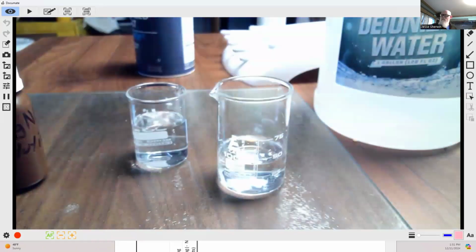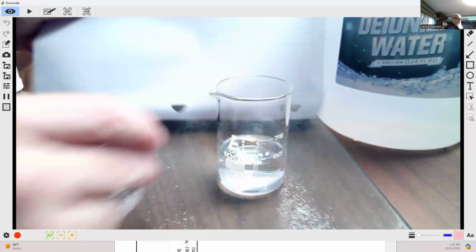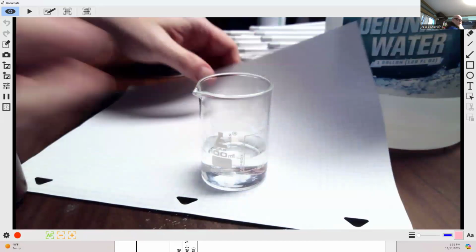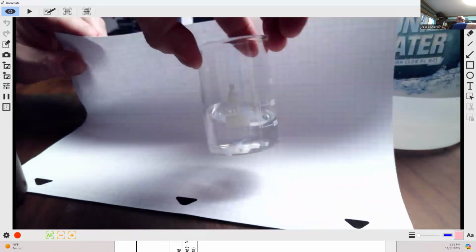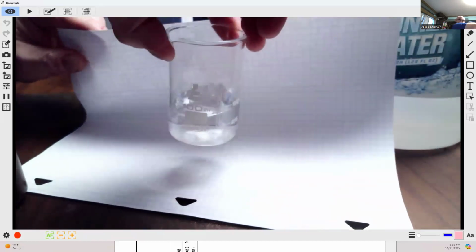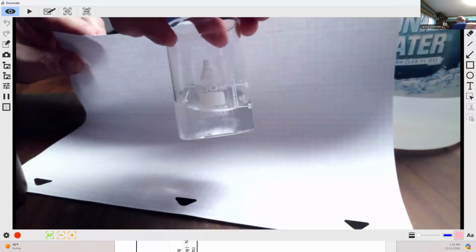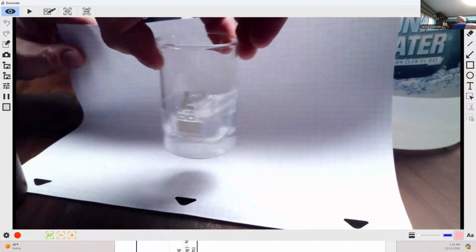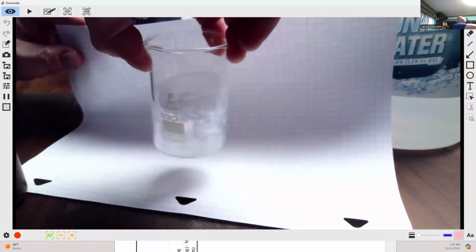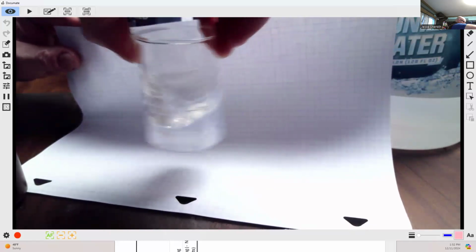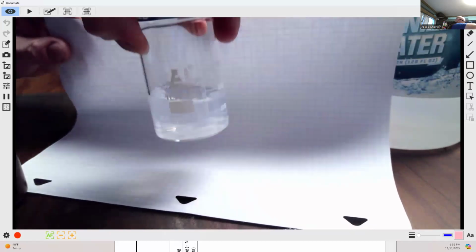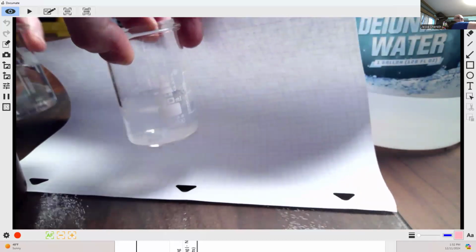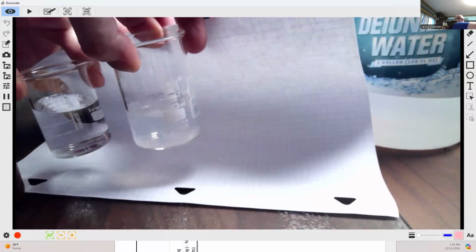There we go. And a piece of white paper to help maybe see a little bit better. See the chunky stuff right there. If I swirl it around, the entire water is going to turn cloudy. See how it's cloudy there at the bottom? It looks almost like smoke. Swirl around a bit. It is very cloudy. Very cloudy. Oh, my arms are over here. Compared to the regular water. So there you have it.